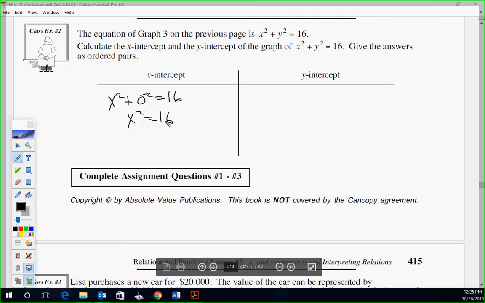How do we get rid of squares? Square root. Now this sort of thing's going to get a little tricky for you. X is 4, but also negative 4. Why? Because 4 squared is 16 and negative 4 squared is 16. So when you're doing these graphs, you want to think of the positive and the negative. Write them both. 4 and negative 4. So if you're writing them as points, Ollie, it's going to be (4, 0) and (negative 4, 0).